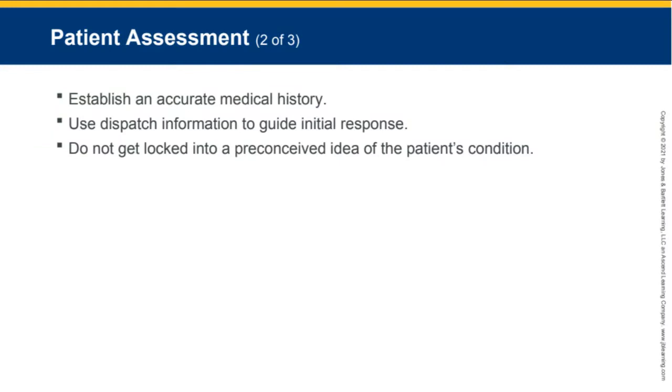It's important to establish an accurate medical history. You're going to use the dispatch information as your guide to your initial response, but do not lock yourself into the idea that that is solely what is happening to the patient. Right? We spoke about tunnel vision. Don't get locked into the idea. Yes, you're responding to a motor vehicle accident, but it may not be a trauma. The motor vehicle accident may be as a result of a medical emergency like hypoglycemia.